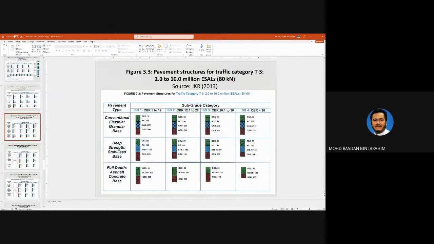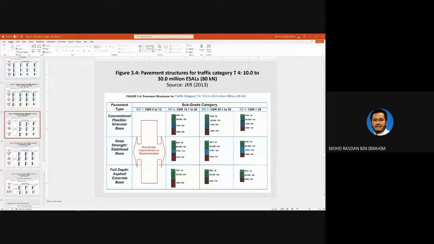And you have this for T3, and this diagram is for T4. For T4, where the traffic category ISAL is between 10 to 30 million, you can see that if the SG is 1, they don't recommend any layering. It says here that you need to upgrade, improve the subgrade. So meaning that you cannot construct this pavement on top of an SG1 subgrade. Minimum is SG2 if the traffic is between 10 to 30 million.